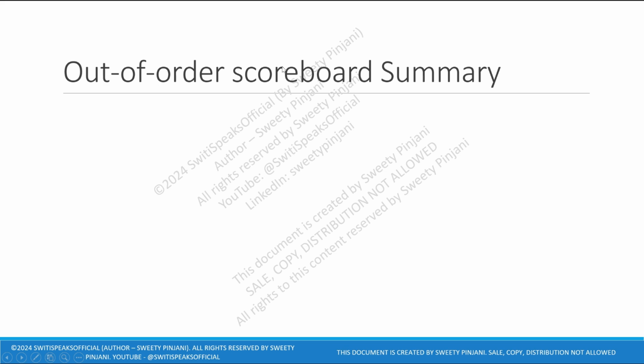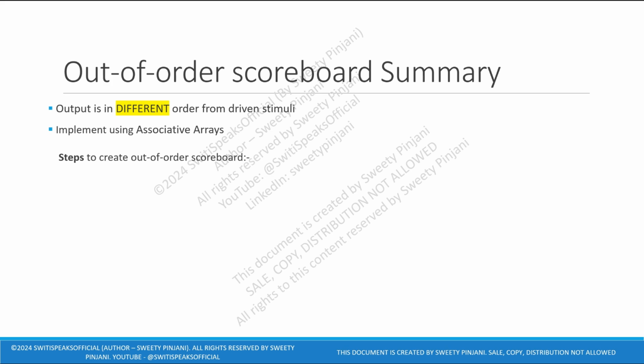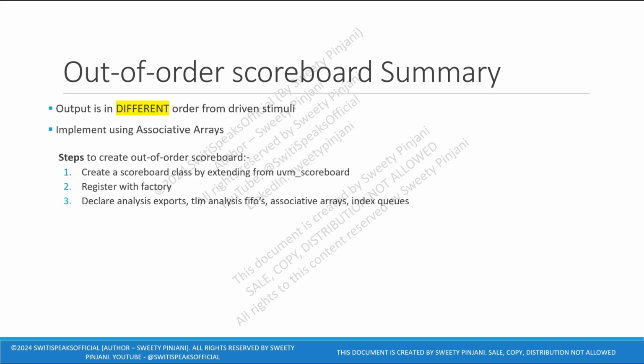Now let's summarize it quickly. Out of order means the output is in a different order from the driven stimulus. It is implemented using associative arrays. Steps to create an out of order scoreboard: first, you need to create the scoreboard class by extending from UVM scoreboard. Then you will register it with the factory. You will declare analysis export, TLM analysis FIFO, associative arrays, and index queues for both inputs and outputs.